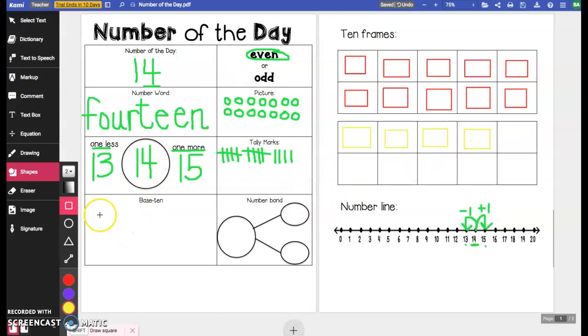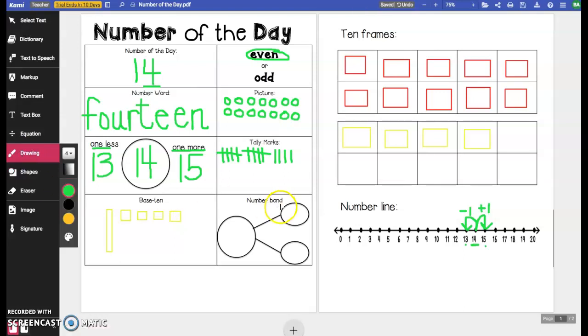All right, so then our base 10 blocks, how many 10 rods would we have in 14? How many whole full 10 frames do we have? 1, right? So there's 1 10, 1 10's rod, and then how many cubes? How many 1's cubes? We would have 4 more, right? So in the number 14, there is 1 10, and there are 4 1's to get to 14.